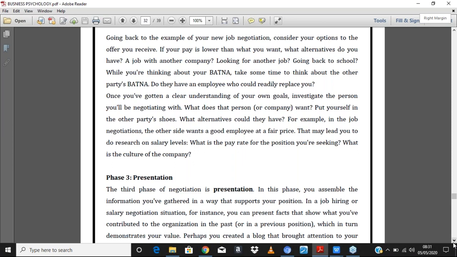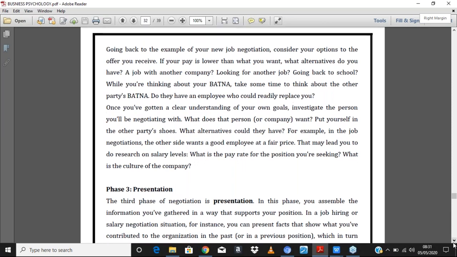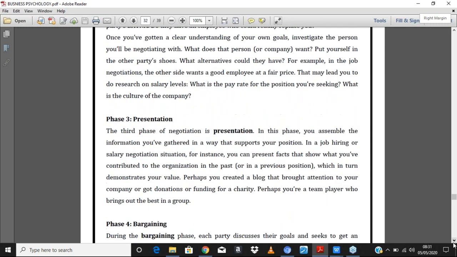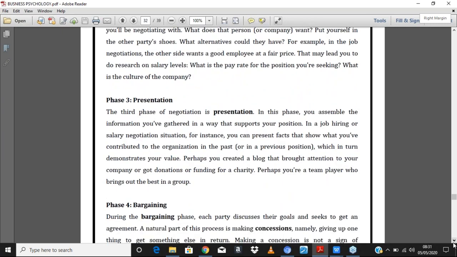The third is the presentation phase. This is where you present your facts. The third, which is presentation, is the negotiation phase. Now, in this phase, you assemble the information you've gathered in a way that supports your position.